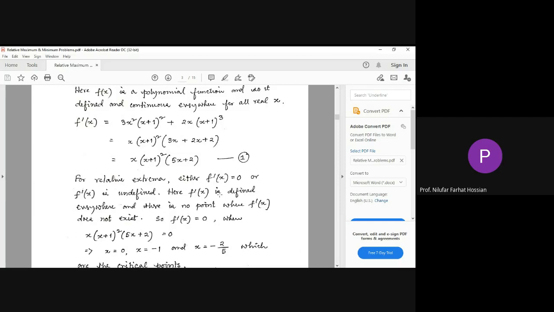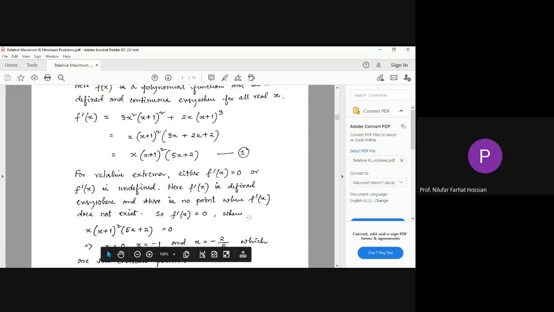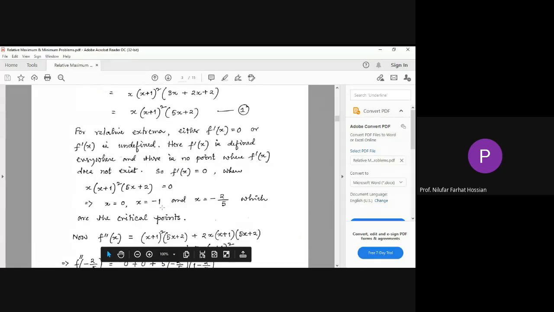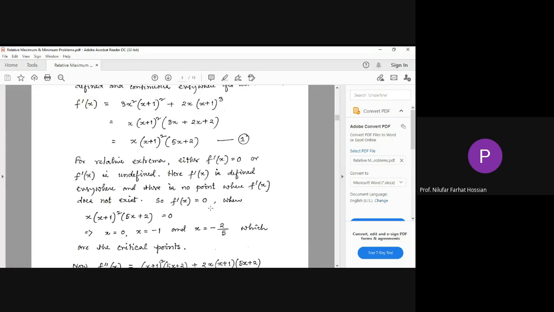Now let us find the points at which this derivative becomes 0 or undefined. You see, f prime x will be equal to 0 when this whole thing becomes 0. So you are getting three values of x. That means x equal to 0, x equal to minus 1, and x equal to minus 2 by 5. So f prime x will be equal to 0 when x equal to these three values: 0, minus 1, and minus 2 by 5. And these three points will also be stationary points, because these are the critical points where f prime x becomes 0.